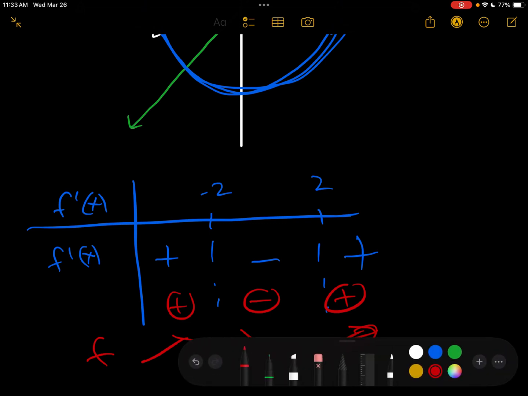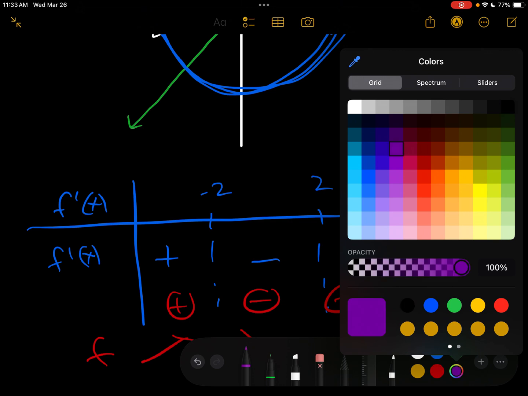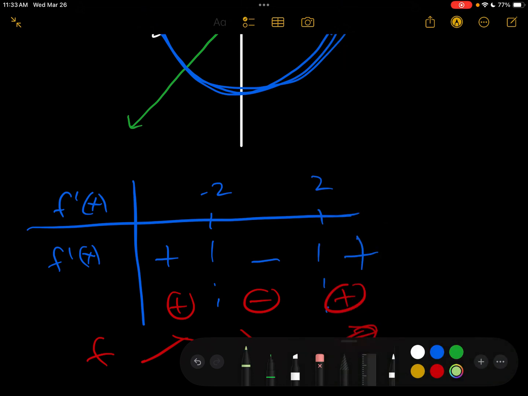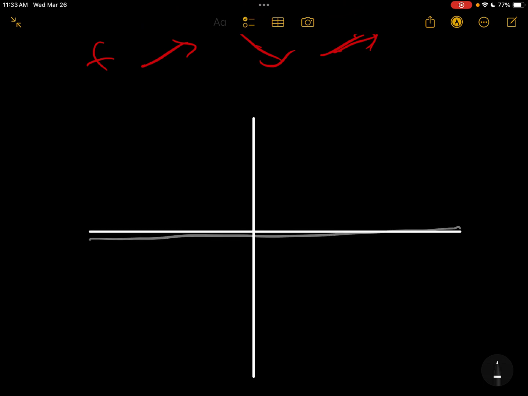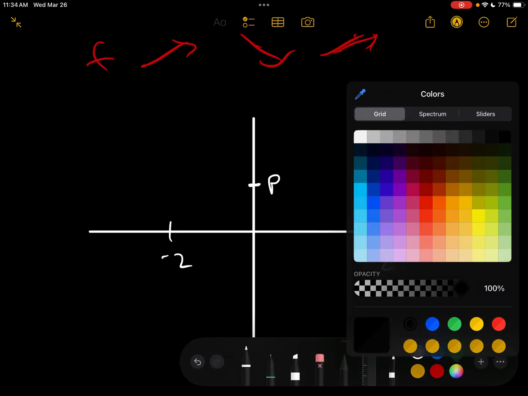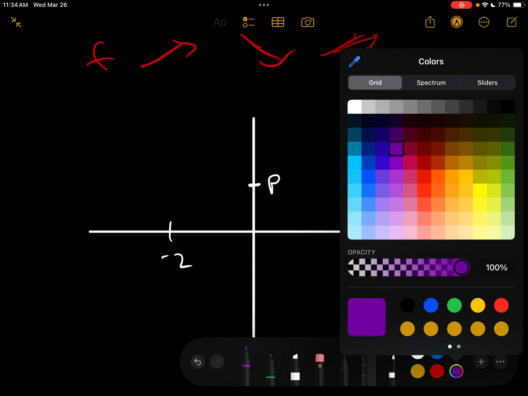So let's try and draw this graph here. I'm going to make it purple. Actually, let me make my axes white here. There's that point P that's got to be on there, right? Okay, so we're going to make this purple.